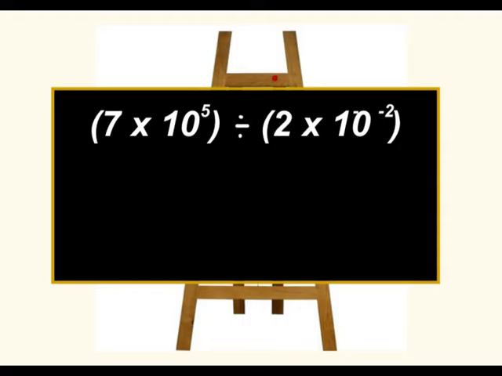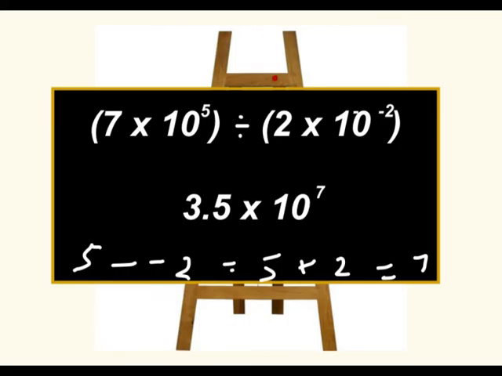When you're dividing, you can divide the ordinary number parts, and you have to subtract the indices. So this gives us 3.5 times 10 to the 7. The 7 comes about because we had 5 minus, because we're dividing, minus 2 because it was -2. That's 5 plus 2, and that's 7.